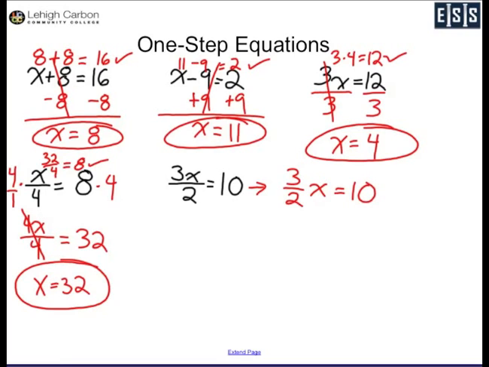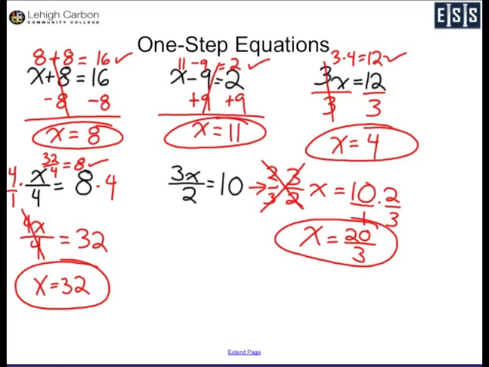Now to get rid of multiplying by 3 halves, I'm going to multiply both sides by 2/3. To multiply my fractions, I can put my 10 over 1. That way I still have a numerator and denominator. On the left side of my equation, my 2's are going to cancel. My 3's are going to cancel. I'm left with x equals 10 times 2 is 20 over 1 times 3 is 3. So my answer is x equals 20/3.